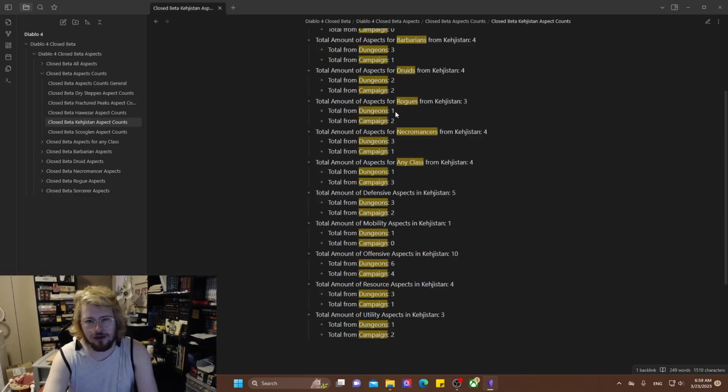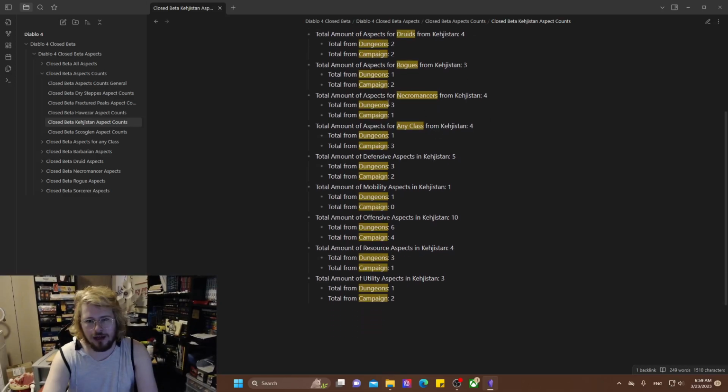Rogues have 3, with 1 from dungeons, 2 from the campaign. Necromancers have 4, with 3 from the dungeons and 1 from the campaign. And all classes have an additional 4 from Kehejistan, with 1 from a dungeon and 3 coming from the campaign.